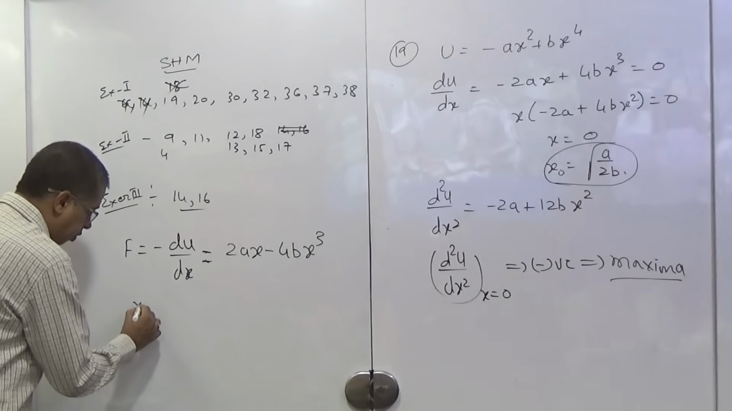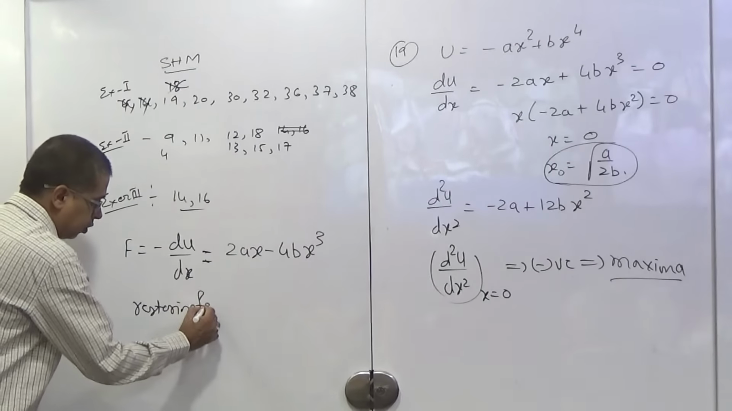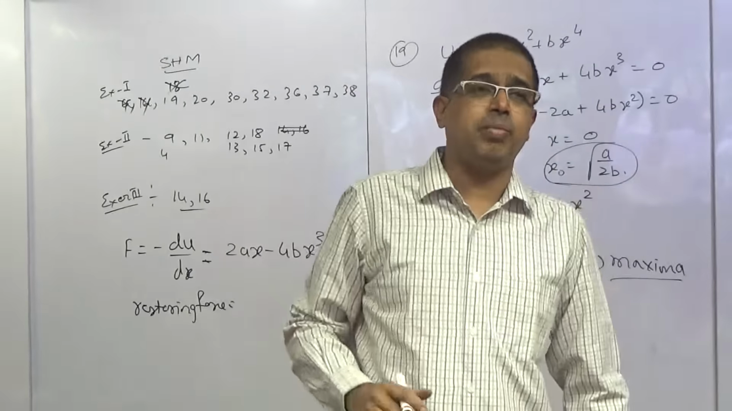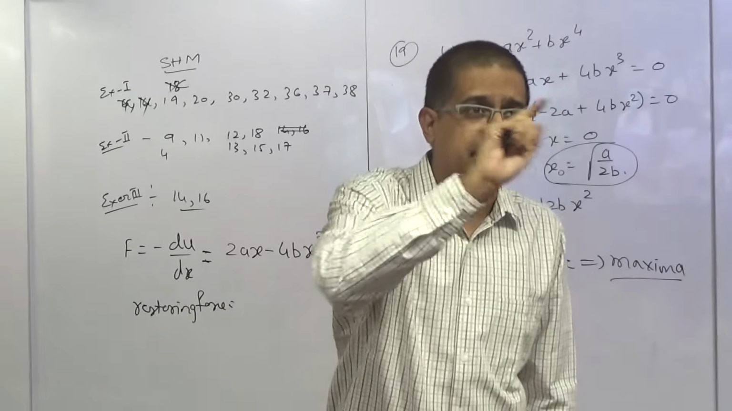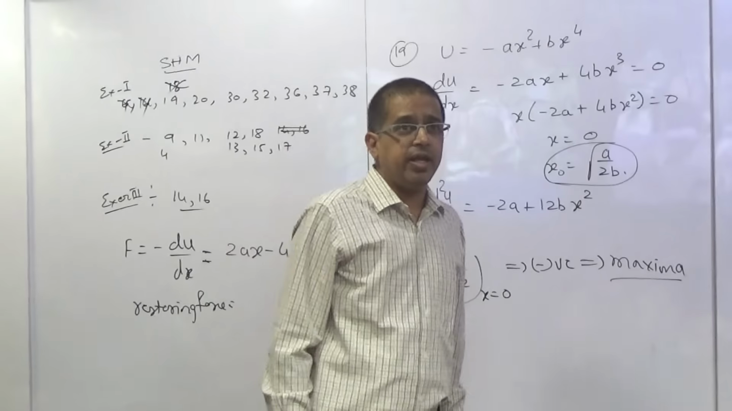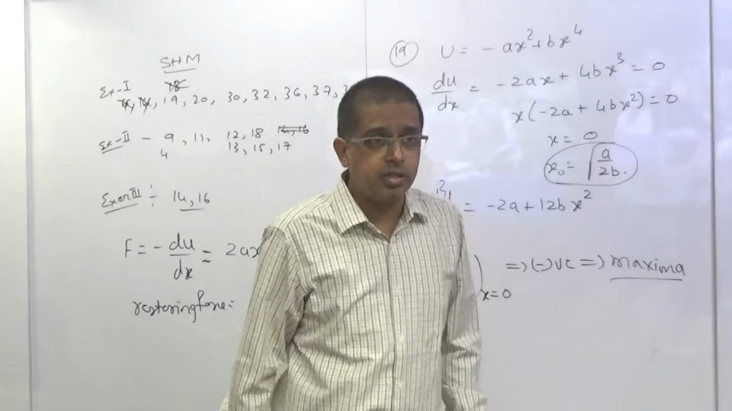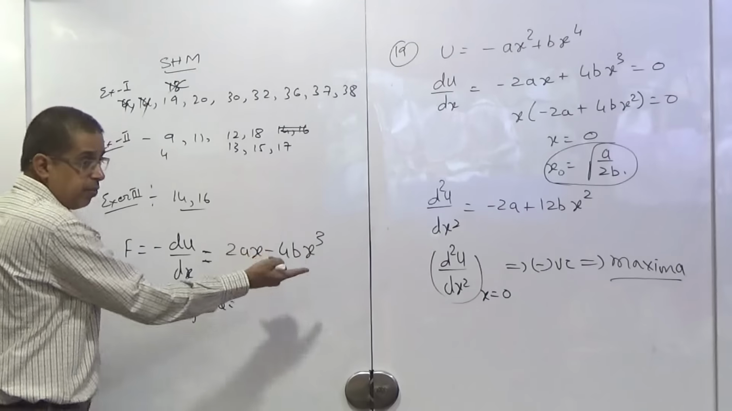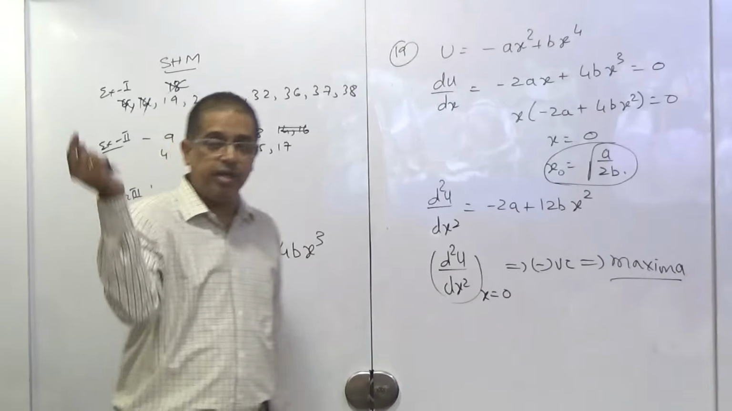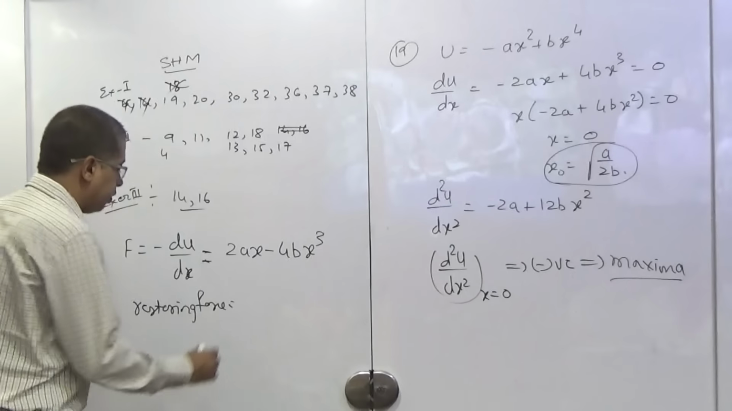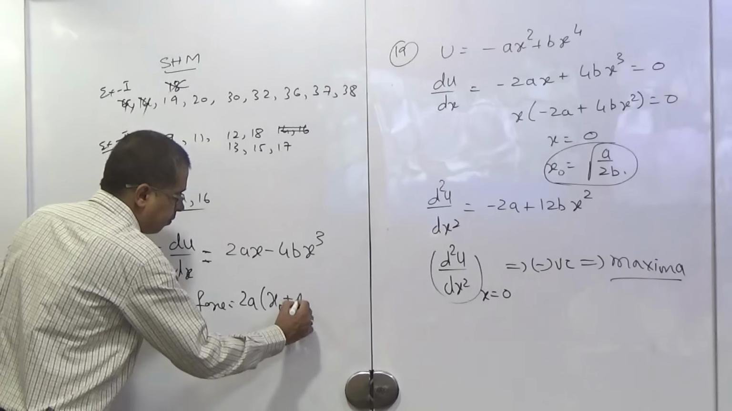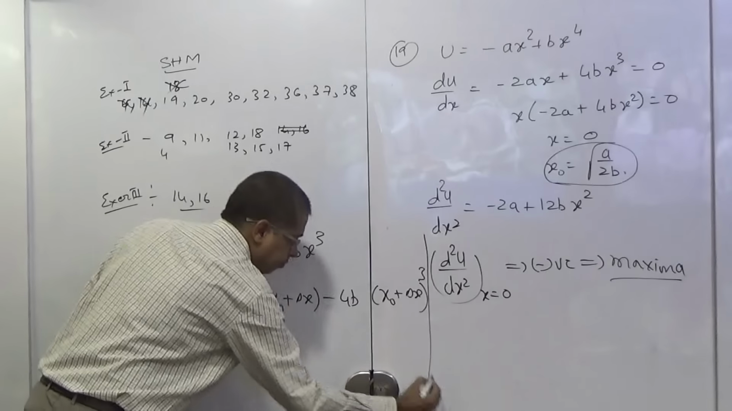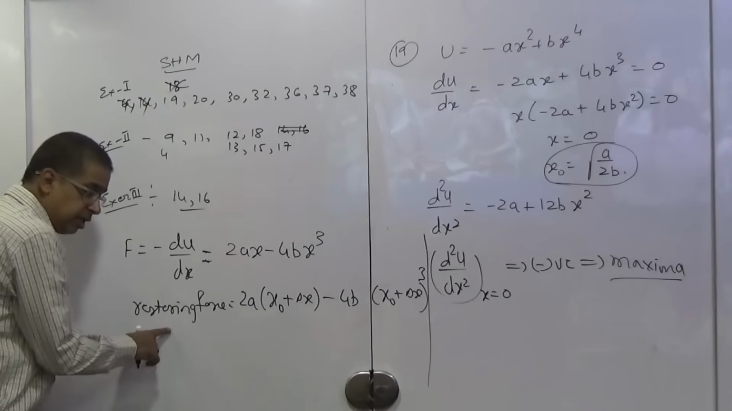Now my restoring force. What is restoring force? From the equilibrium position, if I slightly displace it by delta x, restoring force should be directly proportional to delta x. Agreed? Andheri, to my right, third bench. Please listen to me. Right? Restoring force from the equilibrium position. I underline the word from the equilibrium position. How do you do that? 2a into x naught plus delta x minus 4b into x naught plus delta x whole cube. This will be the restoring force.